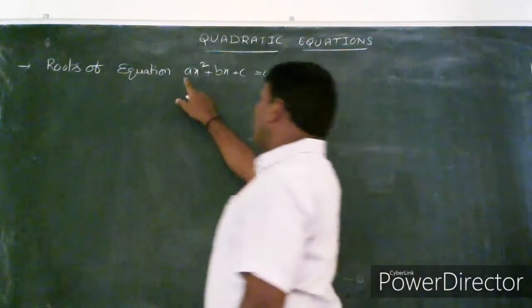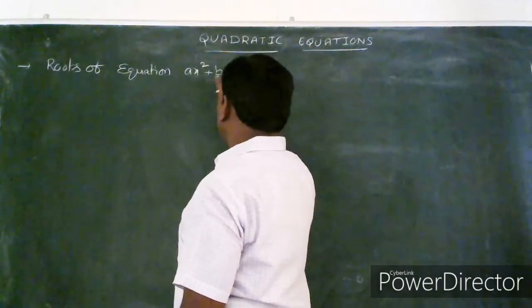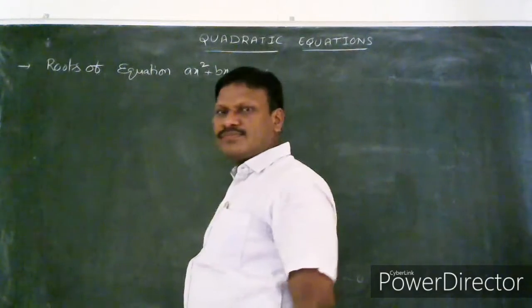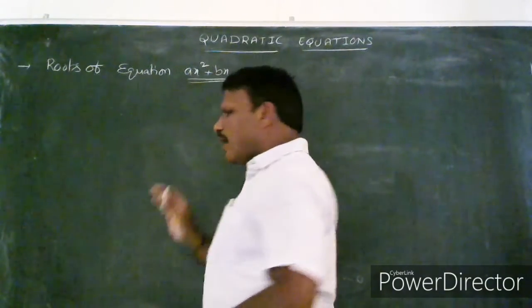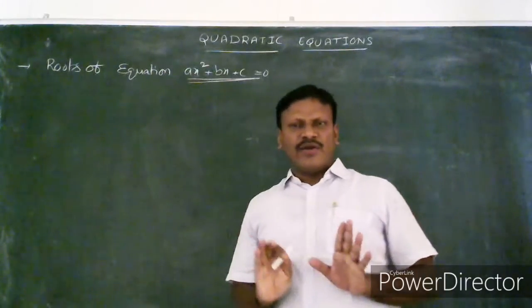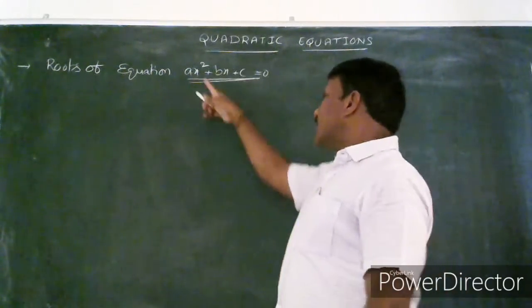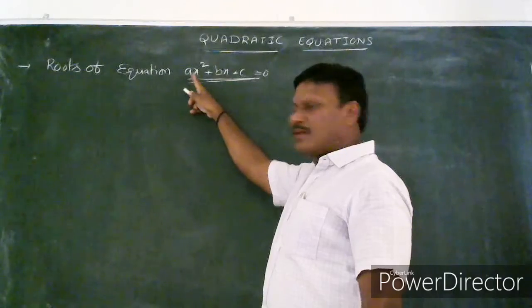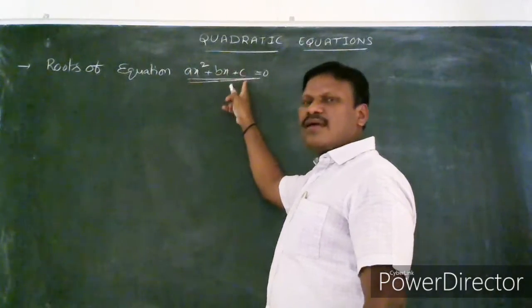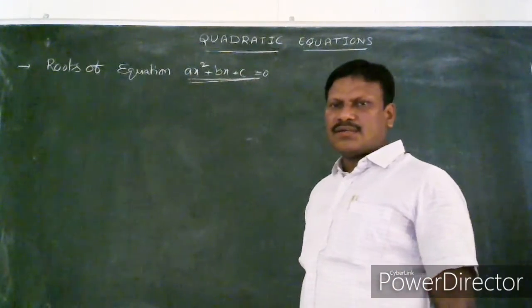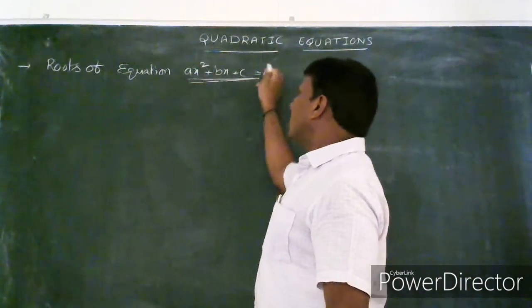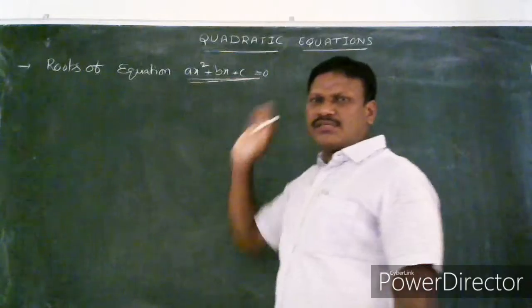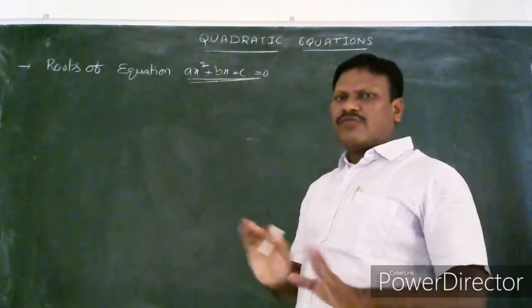Roots of the quadratic equation ax² + bx + c = 0. This ax² + bx + c = 0 is the general form of the quadratic equation. In this, a is the coefficient of x², b is the coefficient of x, and c is the constant. So how to solve the equations? How to find the roots of these equations? Solution means roots, finding roots.